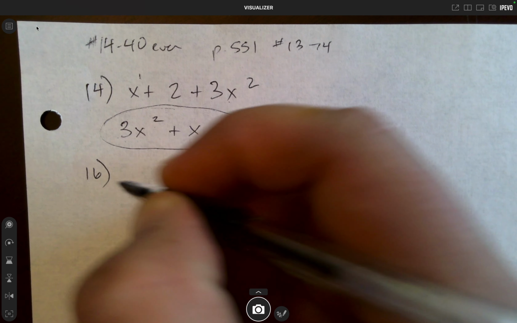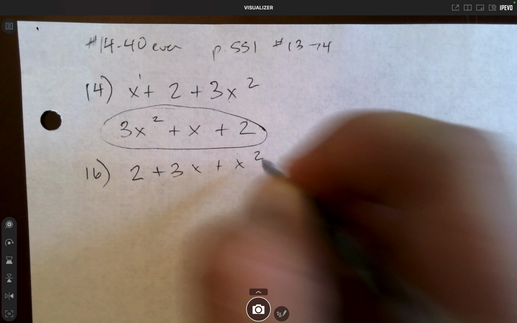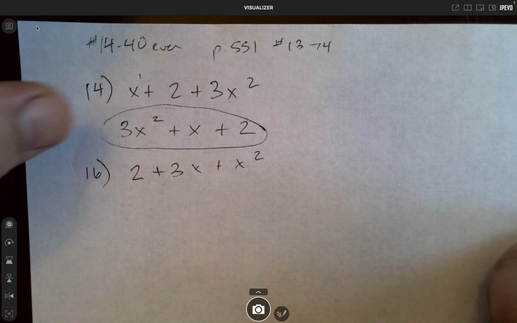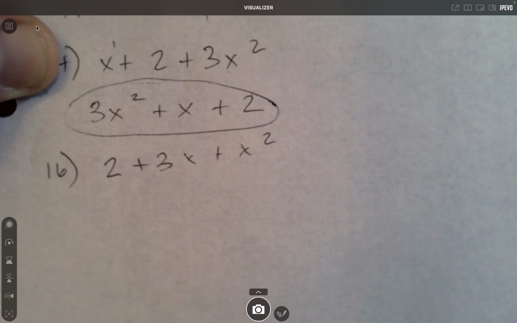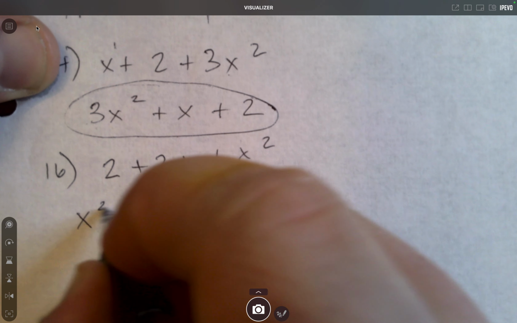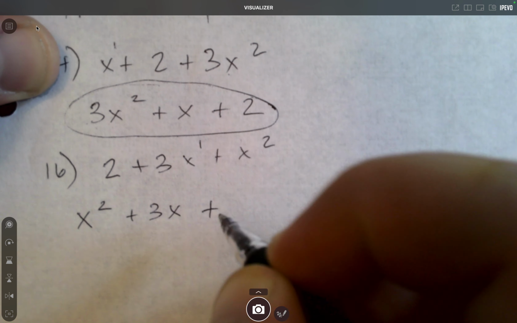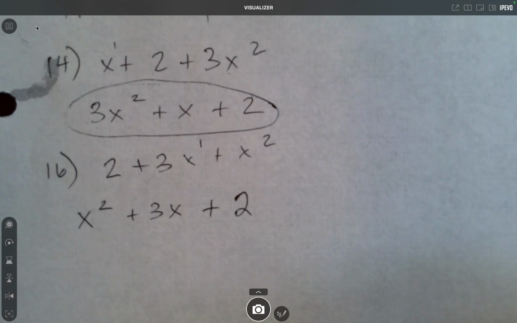16. We start with 2 plus 3x plus x squared. And they just put it in complete reverse for us here. Because we need to start with the biggest exponent. And that's what's last here, it's x squared. Then the x to the first comes after that. And then the thing with no variable goes last.